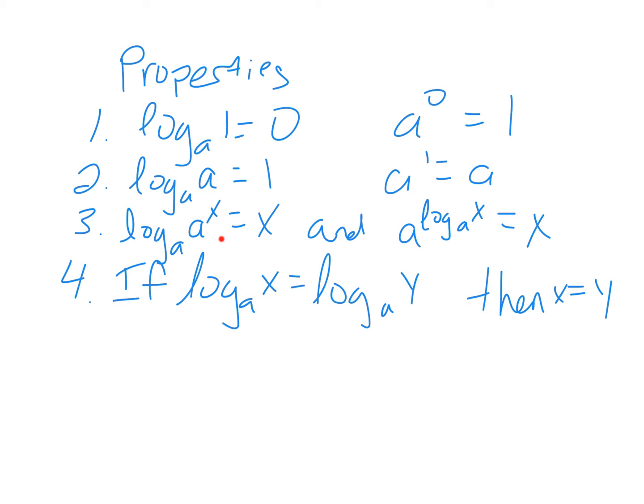Here are 2 special rules right here. Anytime the bases are the same and you have an exponent to the big number for the logarithm, it's always going to be equal to the exponent. And also, if you have a to the power of a logarithm with the same base, it's whatever this number is right here. And also, if 2 logarithms have the same base, you can set them equal to each other and solve.